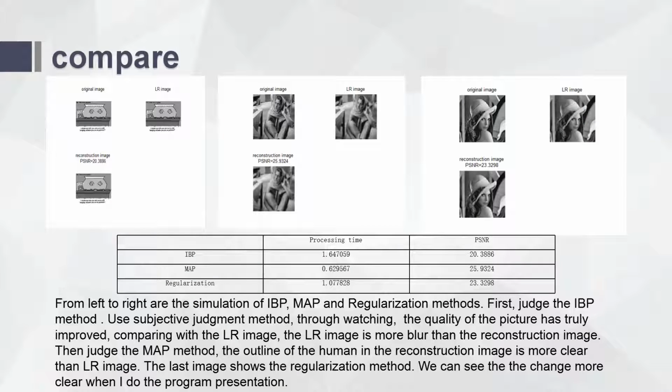From the left to the right are the simulation of IBP, MAP, and the regularization method. First, judge the IBP method. Through watching, the quality of the picture has truly improved. The LR image is more blurry than the reconstruction image.